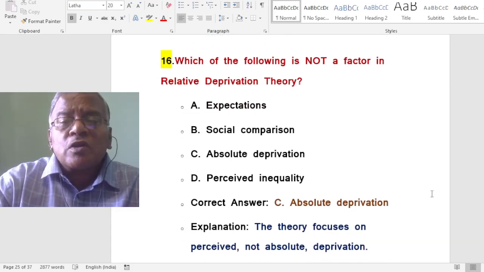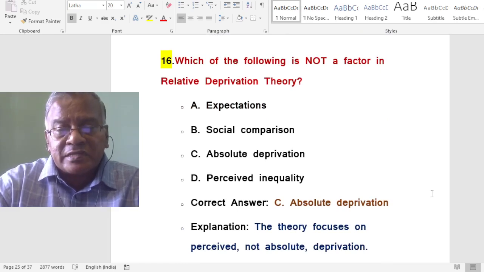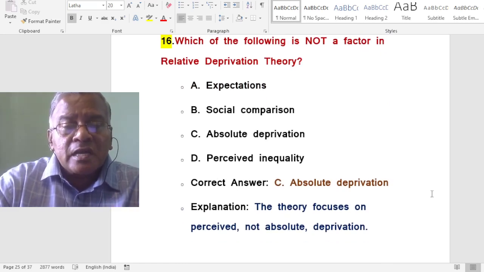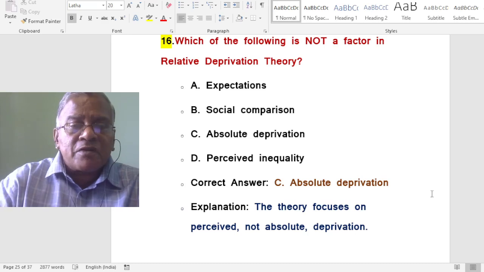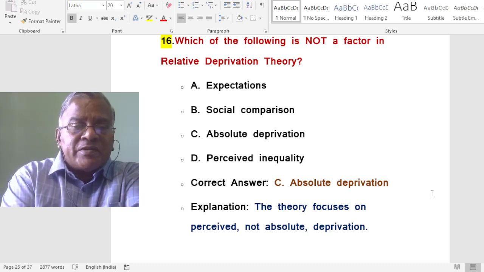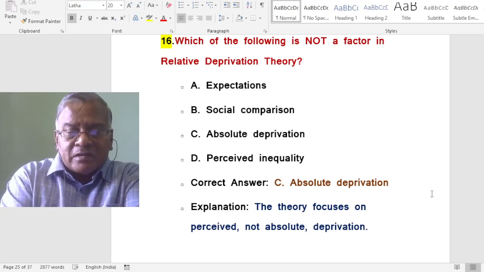Which of the following is not a factor in relative deprivation theory? A. Expectations. B. Social comparison. C. Absolute deprivation. D. Perceived inequality. So, absolute deprivation. It is not a factor in relative deprivation theory. Simply people compare. No? That is the point here.